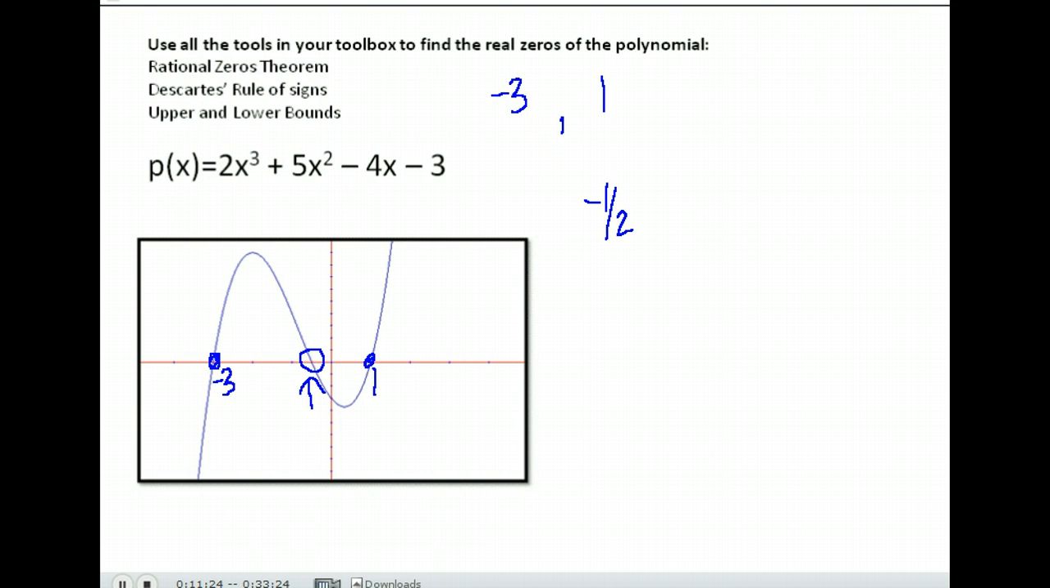So remember that in our last Unit 4, Assignment 2 lesson, we talked about checking to see if something is a zero, and we talked about the fact that if you do synthetic division and come out with a remainder of 0, then yes, it is. So I'm just going to check this one. Remember synthetic division, we drop the first number straight down, and then we multiply. -1/2 times 2 is -1.